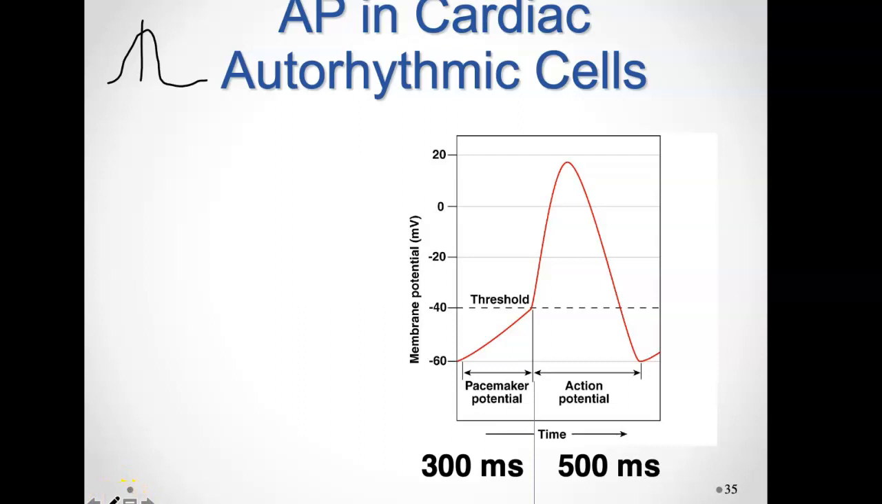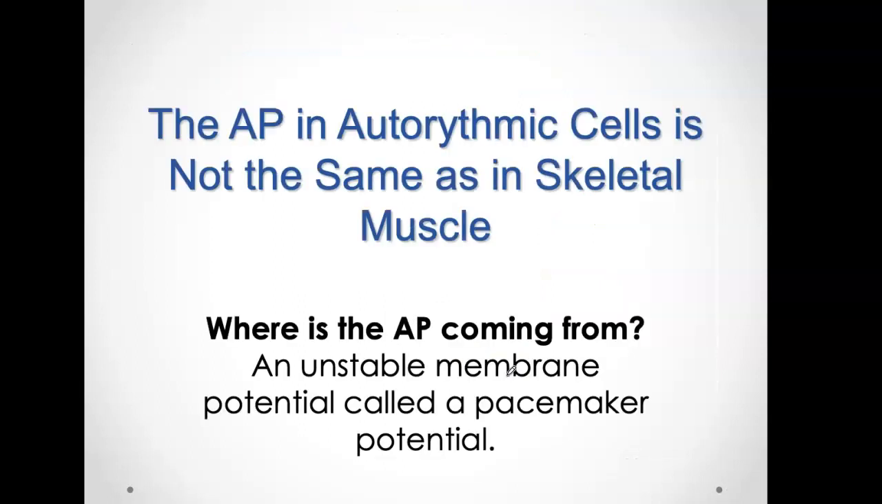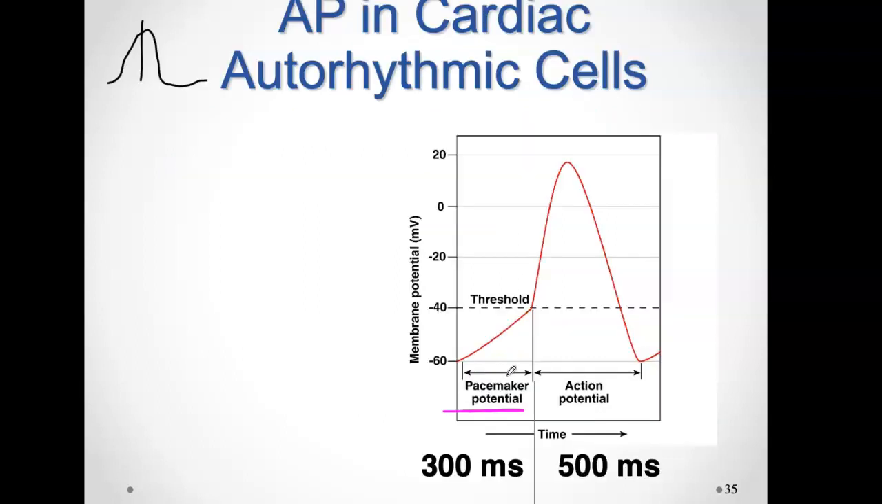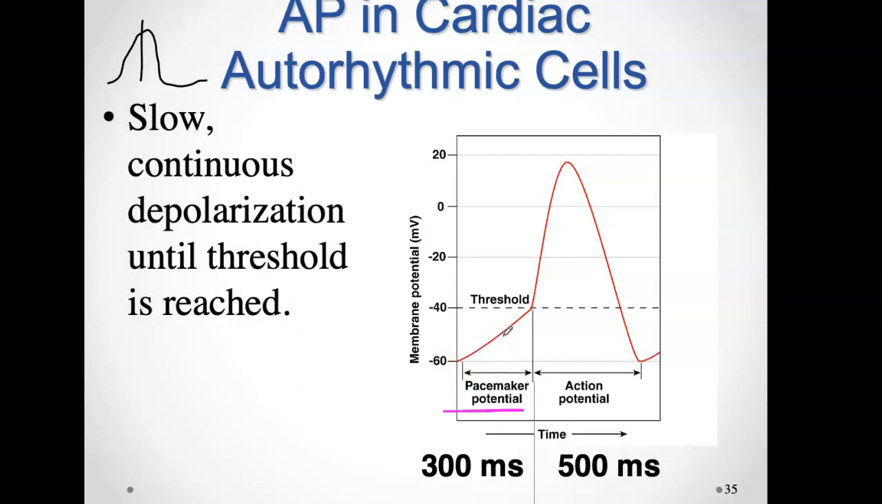I'm going to change the color of my pen. So this pacemaker potential here is the term that I was using earlier, which is this unstable membrane potential. So it sits there and it will slowly depolarize. And it slowly depolarizes until it reaches its threshold. And then we think of it as the true action potential firing.